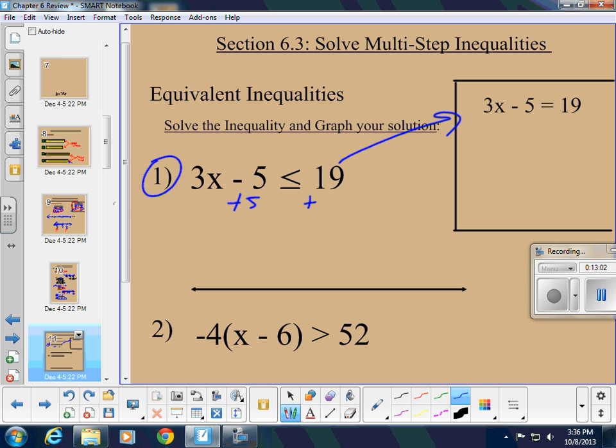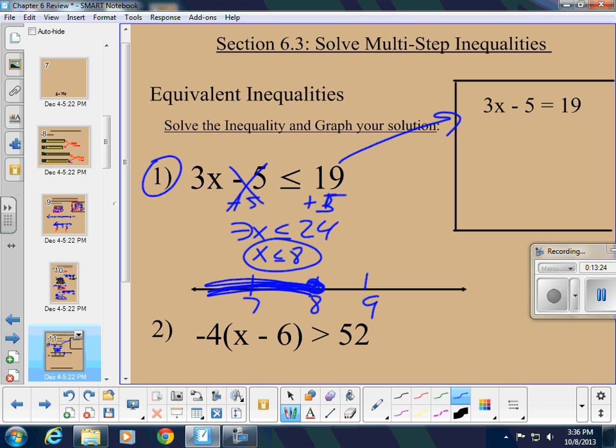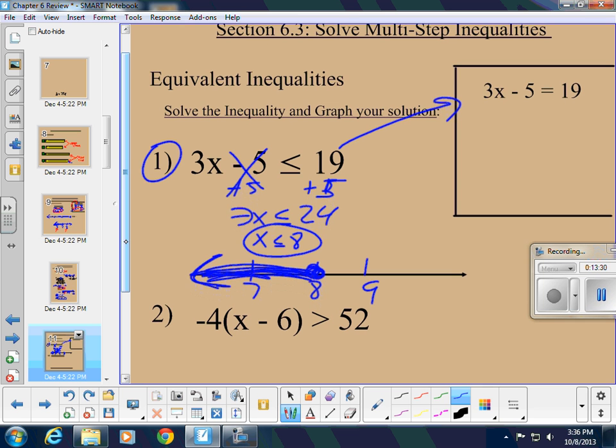Well, first of all, I would add 5 to both sides. That would cancel the 5s out over here. I'd get 3x is less than or equal to 24. Divide both sides by 3. I get x is less than or equal to 8. Here's where 8 is, here's 7, here's 9. I'm going to put a closed circle around 8. And if I want all the numbers less than or equal to 8, I'm going to shade to the left. All those answers shaded in are the potential answers to that original inequality.